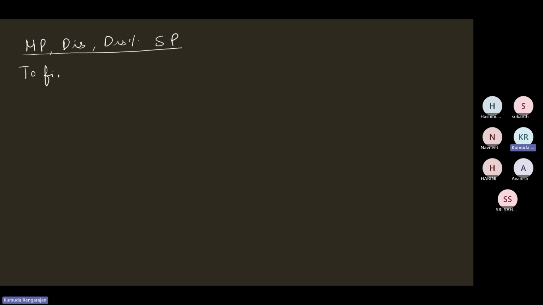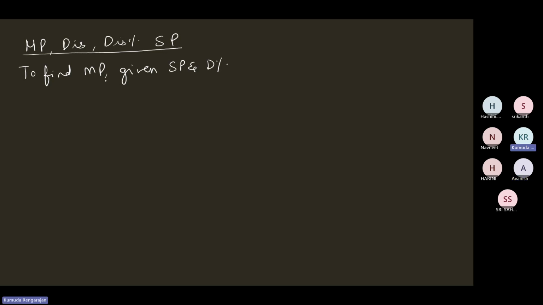To find mark price, given selling price and discount percentage. You have to find the mark price given the selling price and discount percentage. Children, I'm audible and my screen is visible to all of you, right? Yes, ma'am. Good. Very nice.